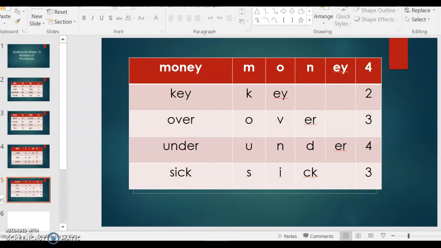Okay, fill out your Monday column in your spelling sheet, and then do your rainbow spelling, please. Write neatly, remember, and good luck.